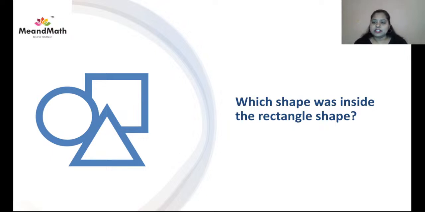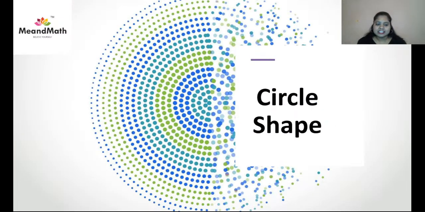Okay, so the first question right now is which shape was inside the rectangle shape? Now you remember the picture I showed before? You took it all in, I hope so. Well, okay, let us test that right now. Which shape was inside the rectangle shape? Okay. Let us see the answer. Circle shape. Very good. Very nice of people to write down the answer. Okay. So let us move on.